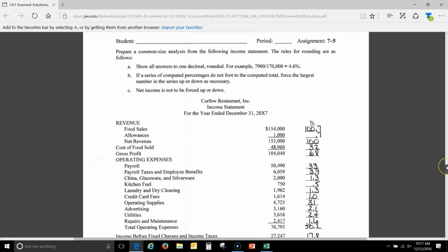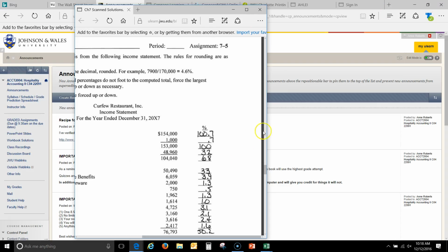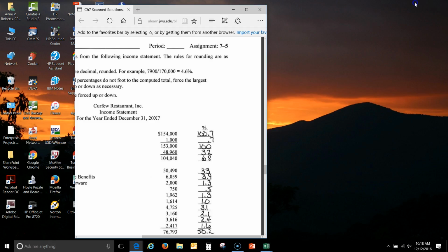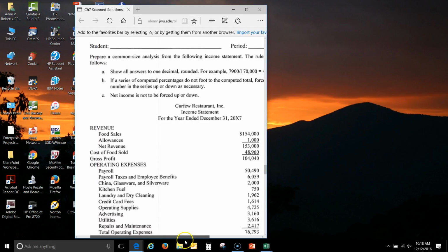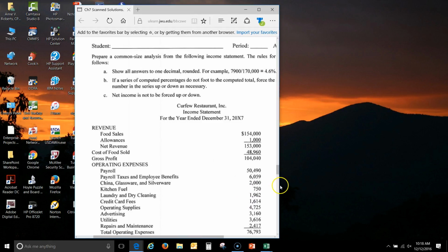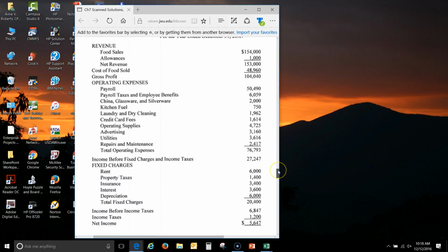All right. So the next one is a common size analysis. Okay? There's your information, all right? The description at the top says prepare a common size analysis from the following income statement. The rules for rounding are as follows. Show all answers to one decimal place rounded. So for example, if you get 7,900 divided by 170,000, put 4.6%. If a series of computed percentages do not fit to the computed total, force the largest number in the series up or down as necessary. And then C says net income is not to be forced up or down. Okay?